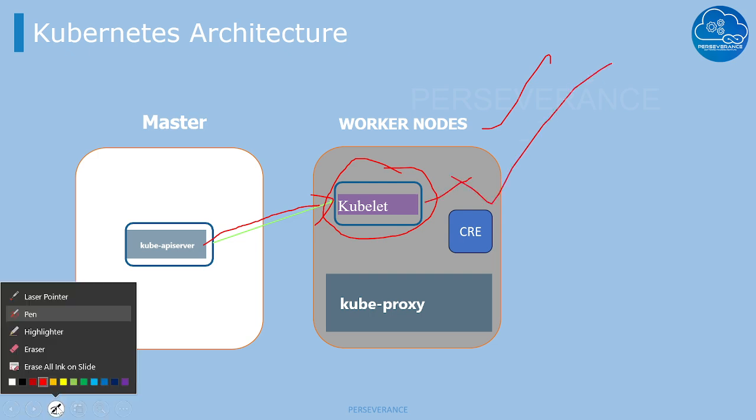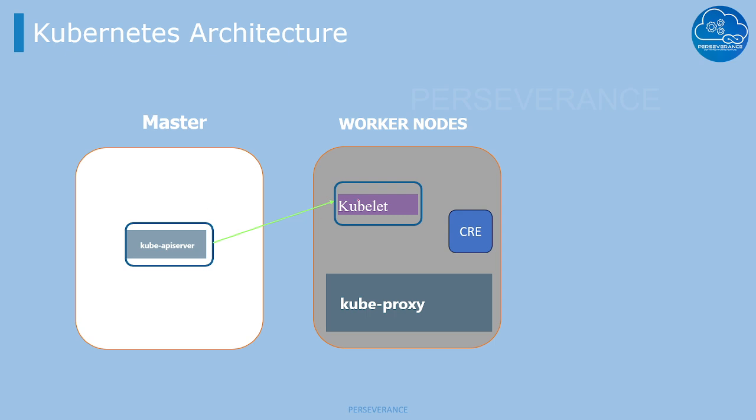Keep in mind, I'm repeating it: kubelet is an agent on every worker node, where if the kube API server sends a command, kubelet will receive it and perform the actions on the worker node. So this is all about kubelet. Kubelet is required to be available on every worker node. Now coming to CRE.